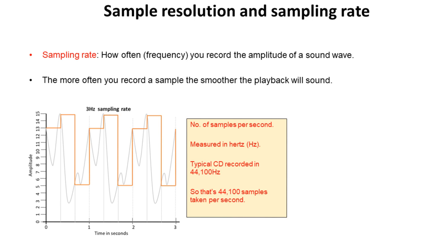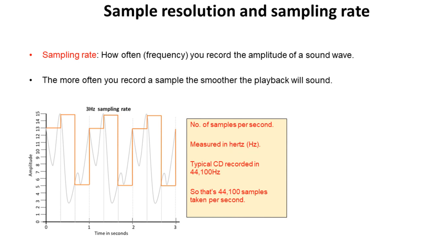So let's start with sampling rate. As said, this is how often, or sometimes referred to more commonly as the frequency, that you record the amplitude of a sound wave. The more often you record a sample, the smoother the playback will sound. Now we measure this as the number of samples per second, and we call this the hertz.